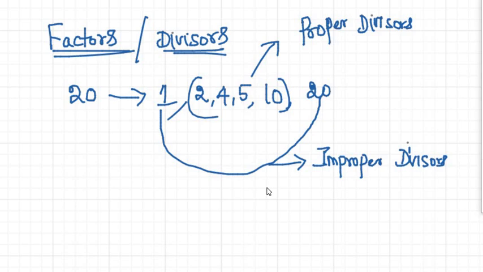See the 1 and 20, for example. So what are the improper divisors of 40? So 1 and the number itself are improper divisors. Other divisors are proper divisors. For example, write down the proper divisors of 18. Write down the proper divisors of 18.